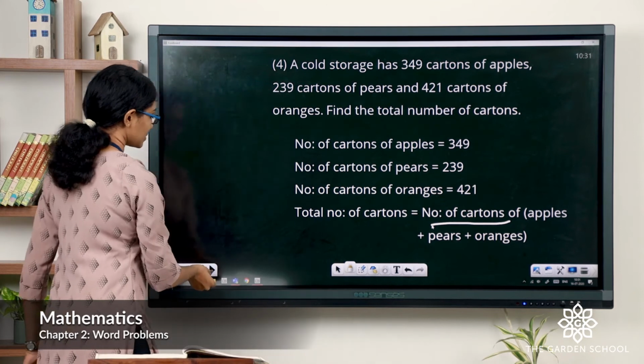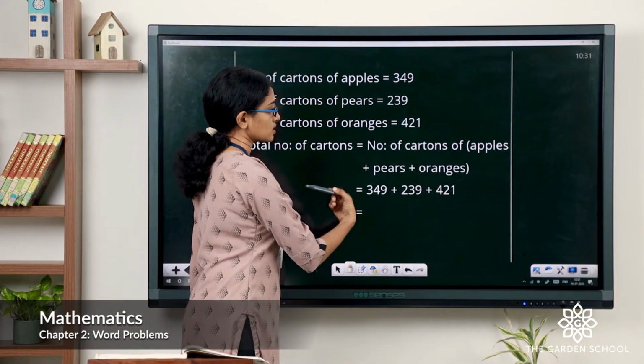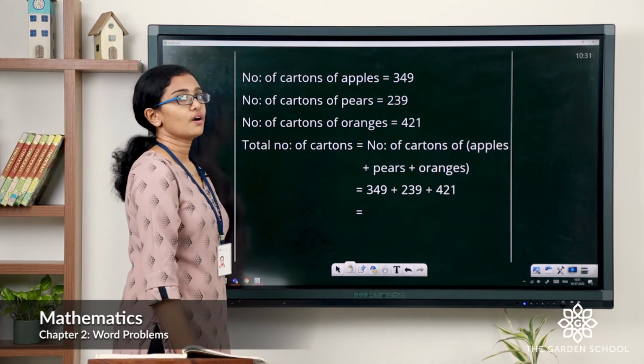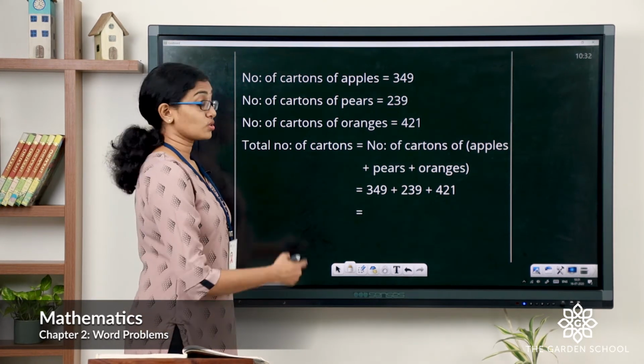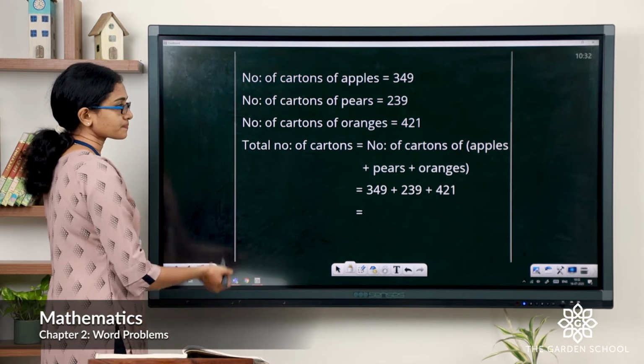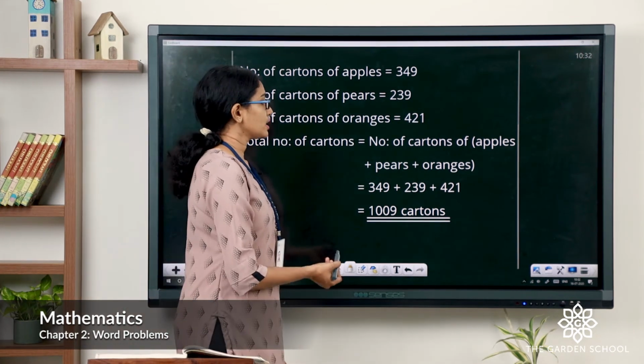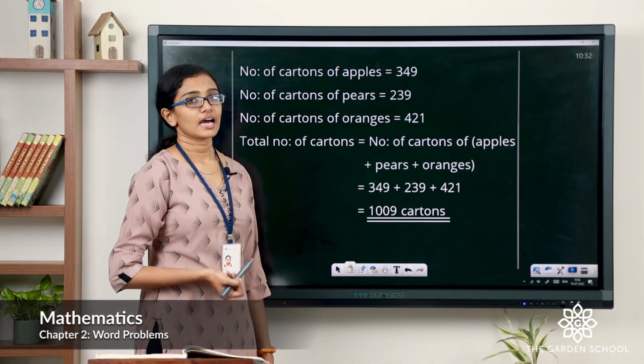So, now let's substitute the numbers. It is 349 plus 239 plus 421. Sorry, 421. So, please do the calculation in the working column. What is the answer now? The total number of cartons equal to 1009 cartons.